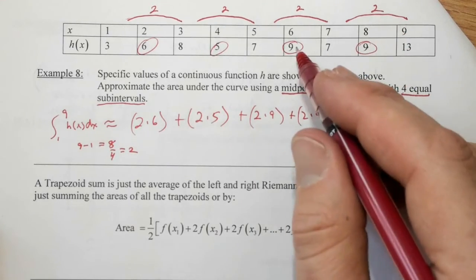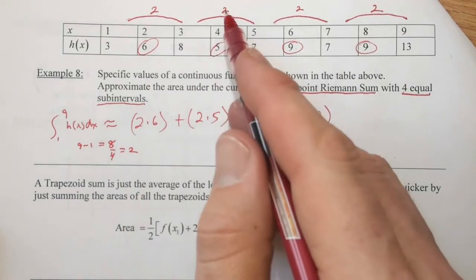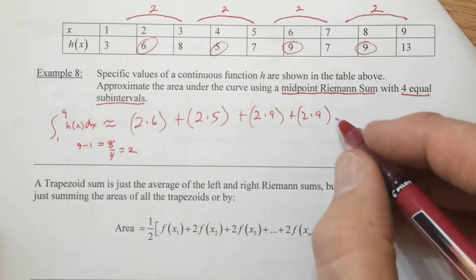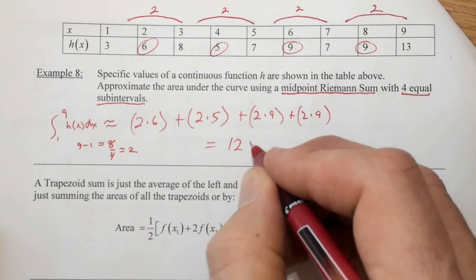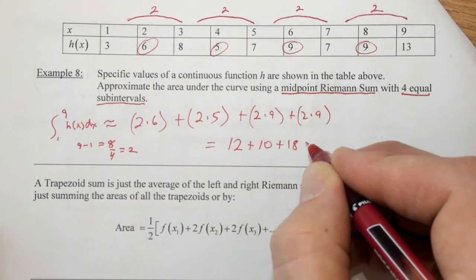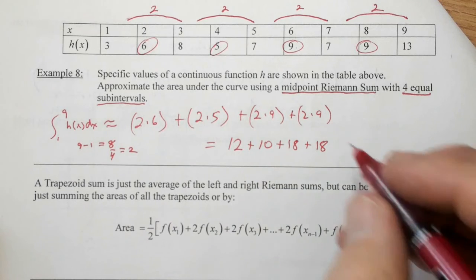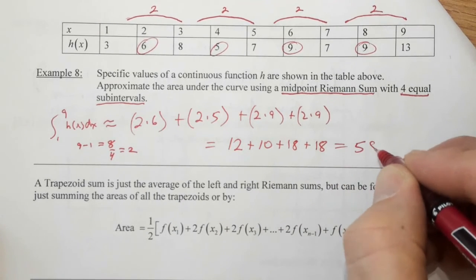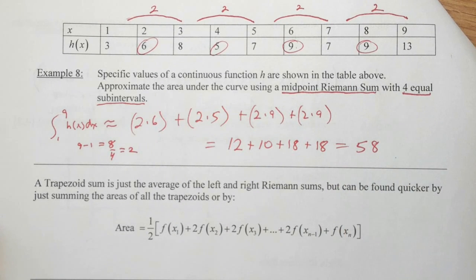And again, we're multiplying our y values times the change in x. So we're looking at 12 plus 10 plus 18 plus 18. And we can do some mental math there and get an approximation of 58.